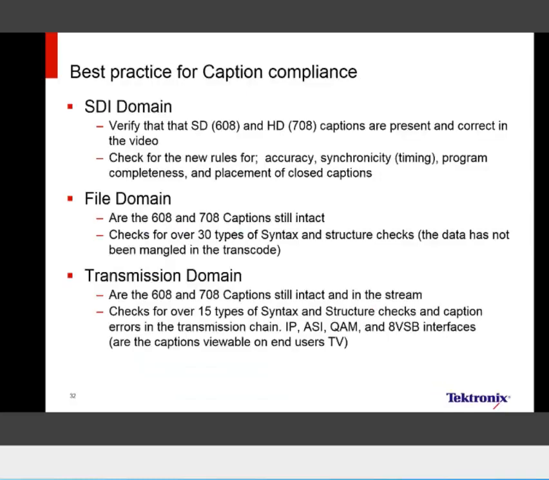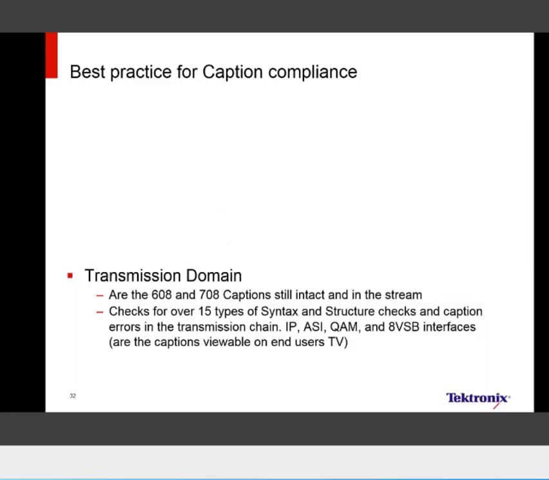So if we move out to the transmission domain here, again, we need to verify that after we've done everything that we do to the video, the 608 and 708 captions are both still intact and in the stream. We can check for over 15 different types of syntactical and structure errors, as well as the percentage of time within a block of time that the captions are present, to make sure we are meeting our obligations of the total of 75% captioning of all material.